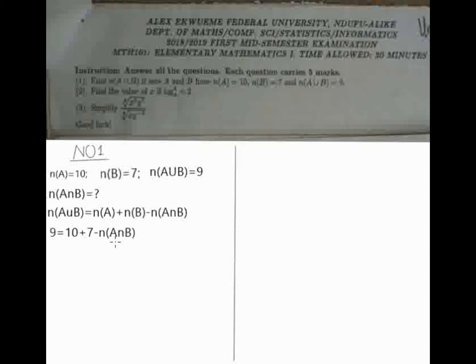You can go ahead to make A intersection B subject of the formula since it is the unknown here. And when you do that, you are going to see that this A intersection B will cross sign of equality to come to this side. Whereas this 9 will cross to go to the other side. And you know 10 plus 7 is 17. Then minus 9 will give you 8. So finally you have that 17 minus 9 is equal to 8. And that is our final answer.